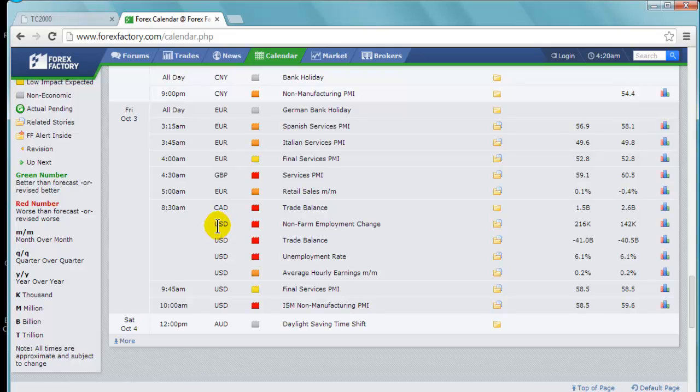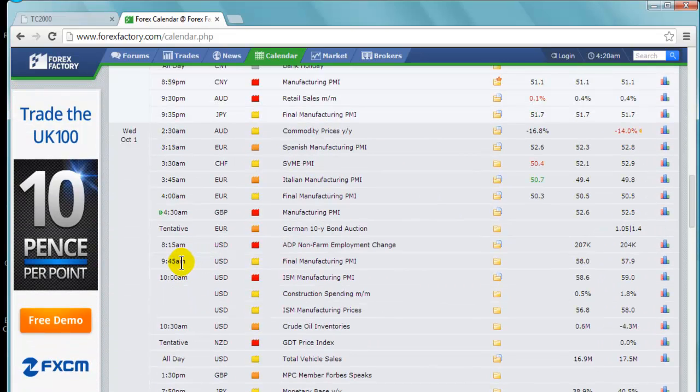So the ADP non-farm employment change is a leading indicator for the non-farm employment change, but sometimes the ADP will be accurate, which means it will forecast accurately what is likely to happen on Friday. But it's not always the case. Sometimes they will forecast that the data will be bullish, but when Friday comes, the data is bearish. Sometimes the ADP will forecast that Friday's non-farm employment change will be bearish, but come Friday, the data will be bullish. So we don't take it as an excellent indicator, but the market is aware of it.